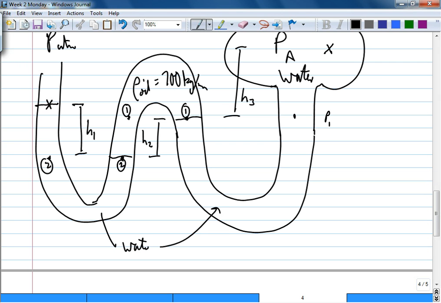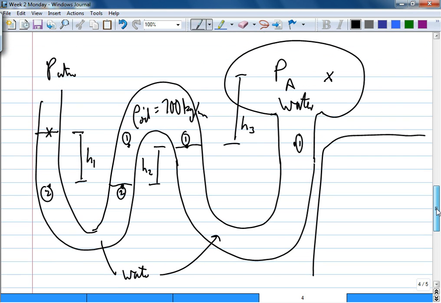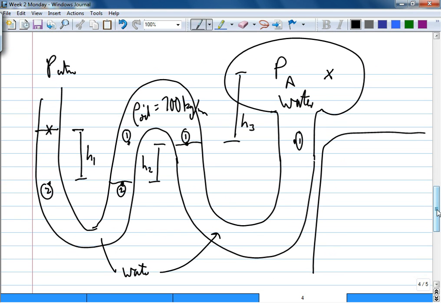Okay. Yes, 1 also. Now not so difficult here. I got 1 and 2 here. Okay, so here I do more slowly, but later on you can speed things up once you're familiar. So can I say P2 minus P atmosphere is equal to rho water g h1 from here to here?